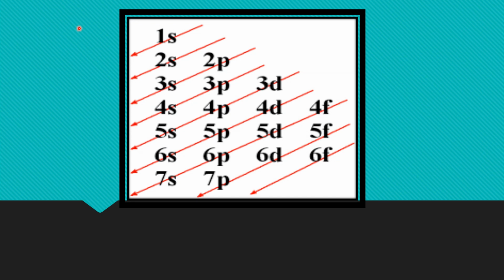This is Aufbau's scheme. If we want to fill the electrons in an atom, we can follow this scheme. First we will fill the 1s subshell, then 2s subshell, 2p, 3s, and you can see the arrows are indicating the pattern of filling the electrons in the orbitals. So if you want to learn about the electronic configuration, you need to memorize this scheme to fill the electrons in an atom. If it is difficult for you to memorize the Aufbau scheme for the filling of electrons in the orbitals, then you can learn this trick to write the electronic configuration.